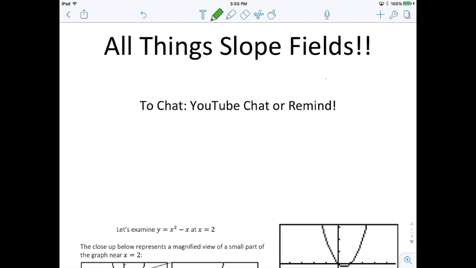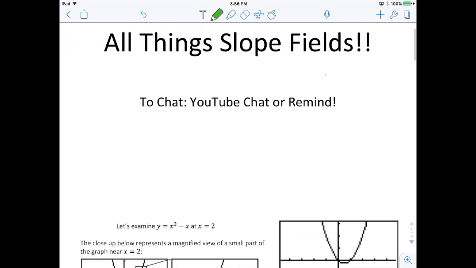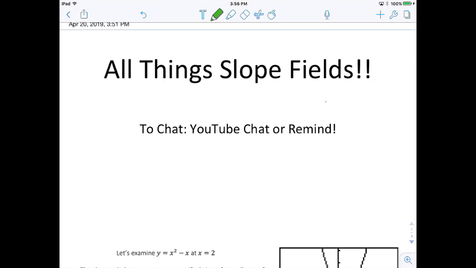So one of the most requested topics was to talk a little bit more about slope fields. Slope fields are not particularly difficult, but for some people, they're just the thing that we haven't really spent any time thinking about, because there's been much more difficult things to think about. So we are going to think about slope fields today and just do a quick little crash course on them.